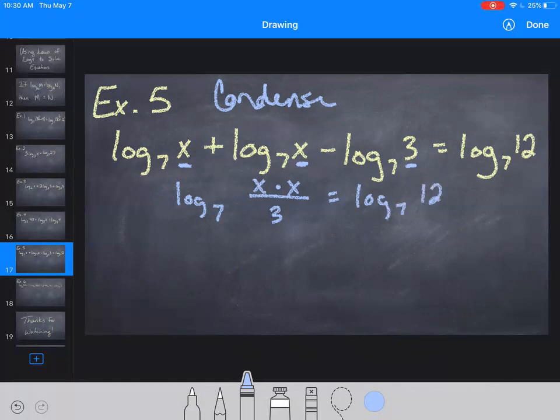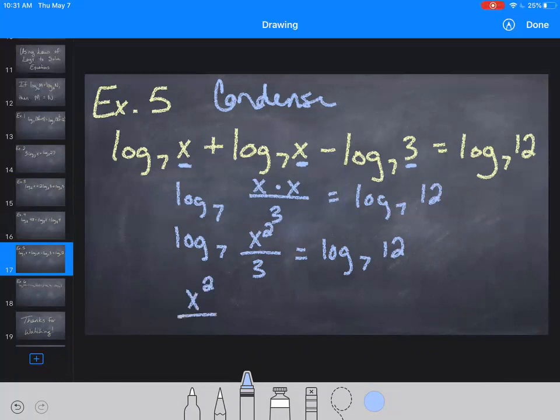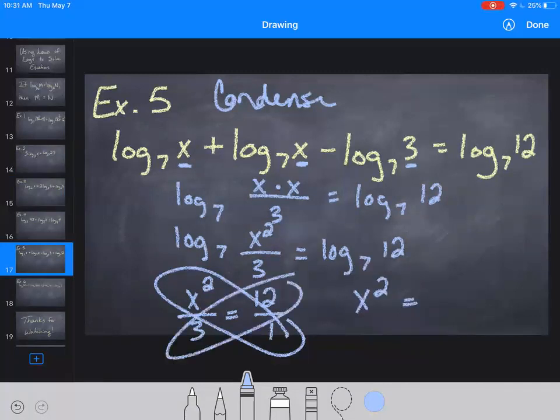Well, x times x gives me x squared, so I can rewrite this and say I have log base 7 of x squared divided by 3 is equal to log base 7 of 12. Now, whenever I have this, I can say, okay, it's a log equal to a log. They share the exact same bases. We're going to ignore the logs and their bases and set the arguments equal to each other. I end up with x squared divided by 3 is equal to 12. And I'm going to go ahead and write it as a fraction, so over 1. Now, 1 times x squared gives me x squared equals, and then 3 times 12 is going to give me a 36.